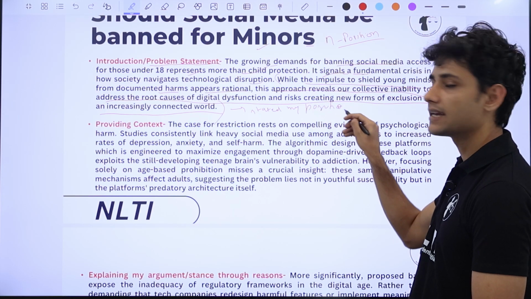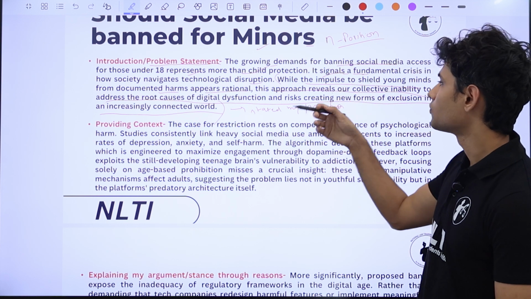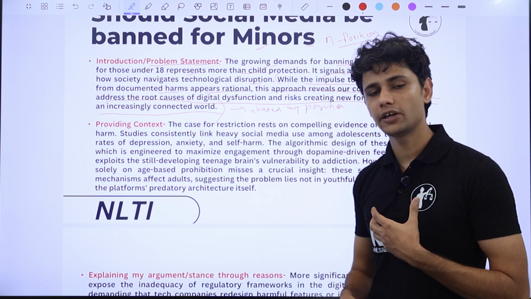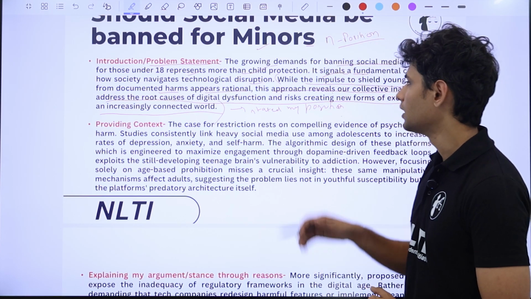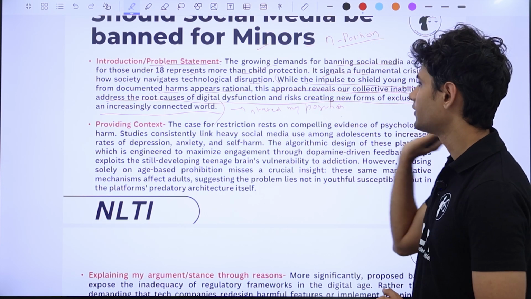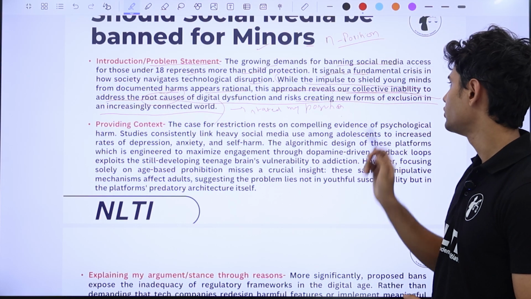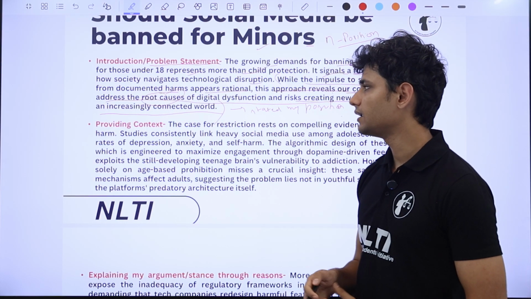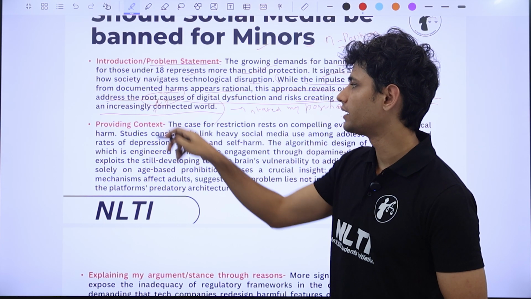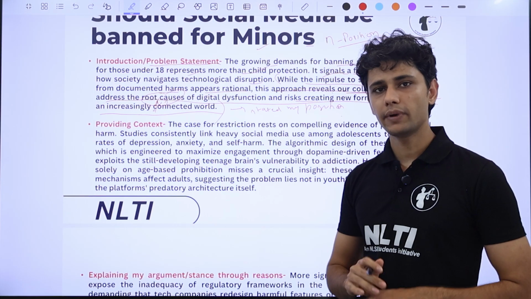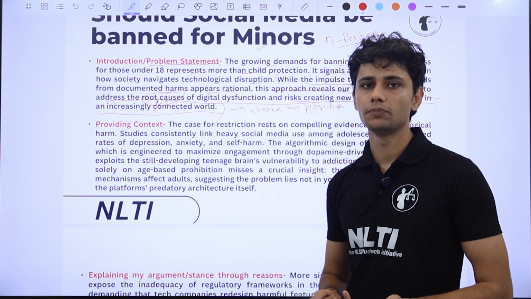So my position here, as is visible through this, is that while I'm trying to explain why there could be potential good reasons to ban social media for children below 18 years of age, this approach reveals our collective inability to address root causes of digital dysfunction and risks creating new forms of exclusion in an increasingly connected world, or actually I think it should say an increasingly disconnected world, whatever you want to write. So my claim here is that by banning social media, we are not addressing the actual problem that exists.